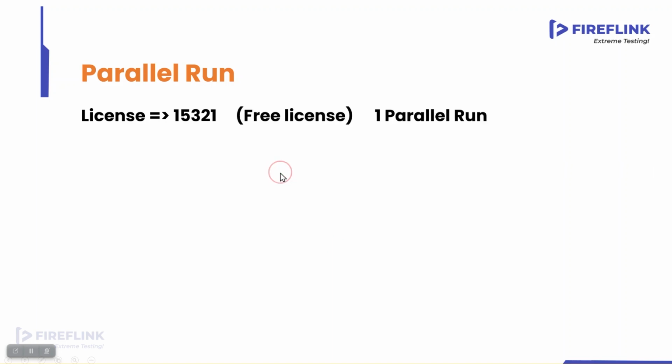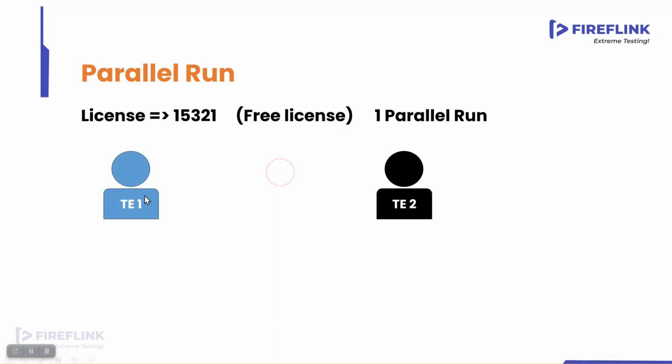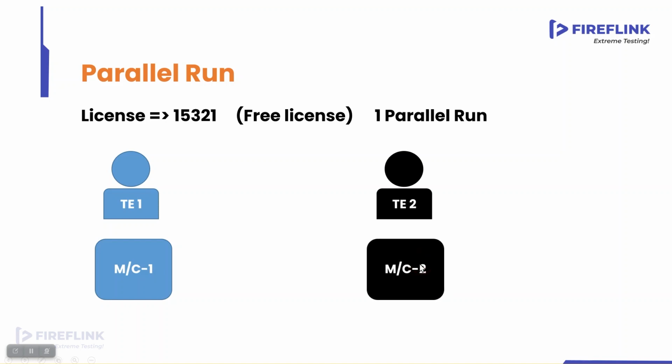Now let me take a scenario. I have the license 15321, which is a free license, right? And which will obviously have one parallel run, right? Now I have two test engineers, test engineer 1 and test engineer 2, right? Test engineer 1 has his own machine, which is nothing but his own computer, and test engineer 2 has his own computer, right?